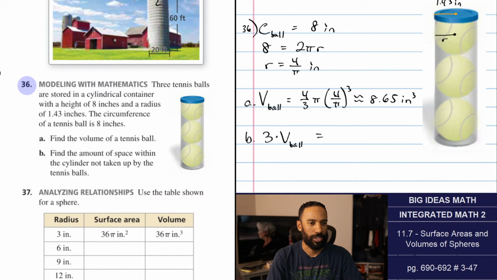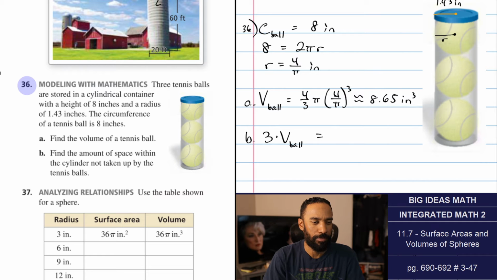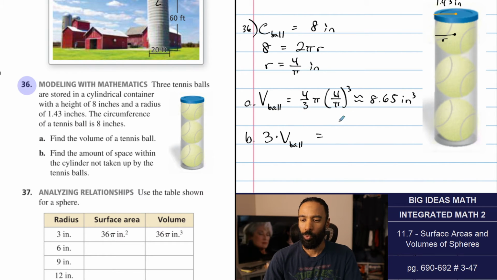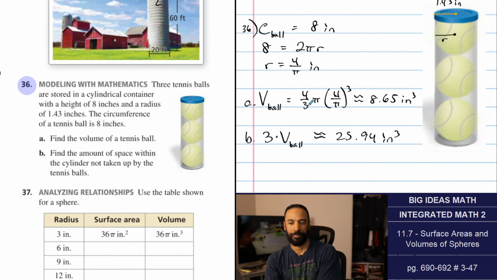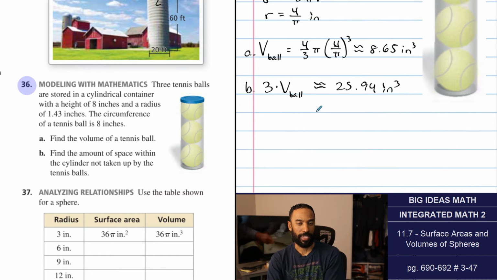I don't know how to copy paste it. Maybe I can't. Okay, I guess I got to type it in. So sorry, 4/3 pi times 4 over pi cubed. Okay, that wasn't too long. And then times 3. Okay, tripling it, I get around, because I'm not writing exact numbers, 25.94 cubic inches. I will be using exact answers in my calculator though.